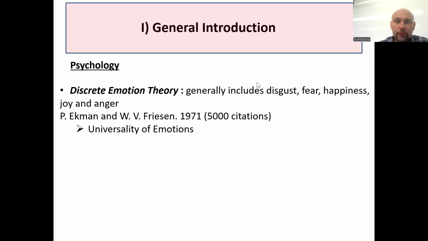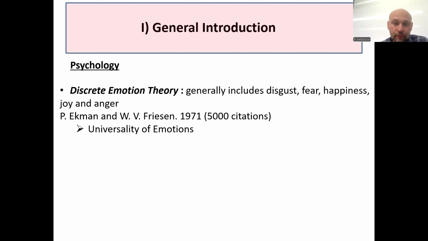Okay, what about psychology? I want to emphasize some psychological theories. So the first one is the discrete emotion theory. It goes back to the paper of Ekman and Friesen in 1971.